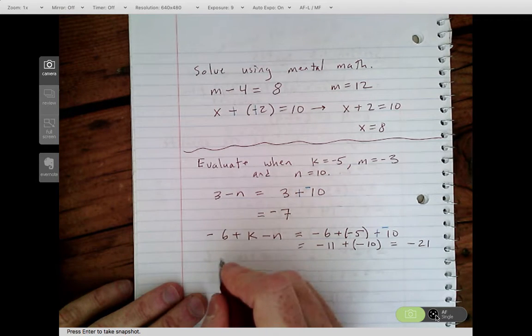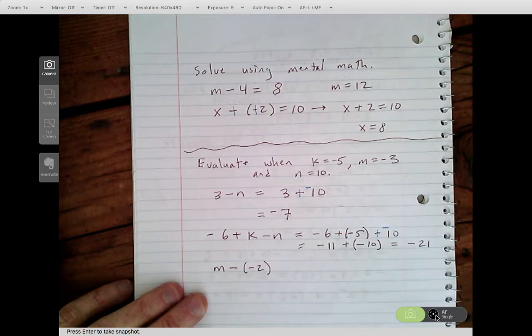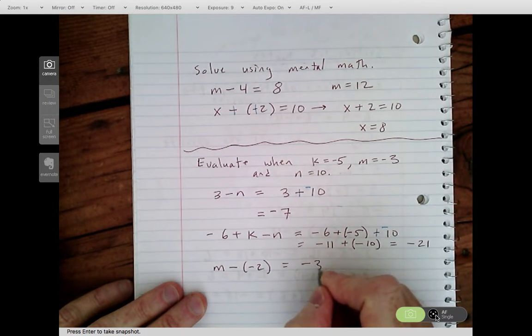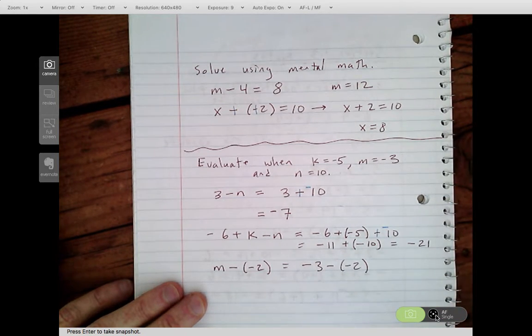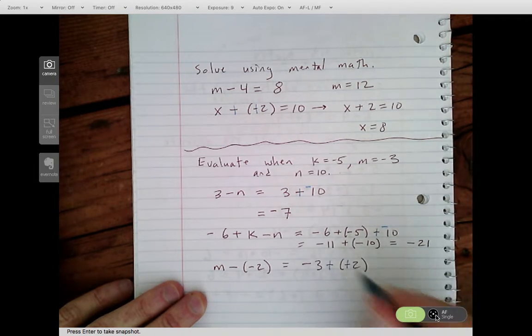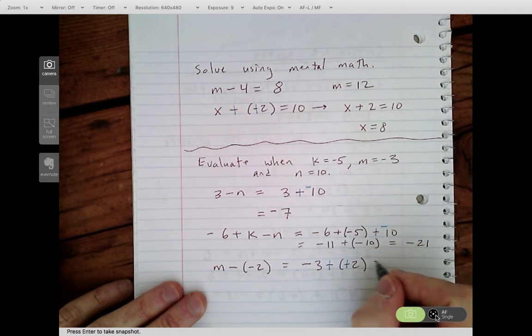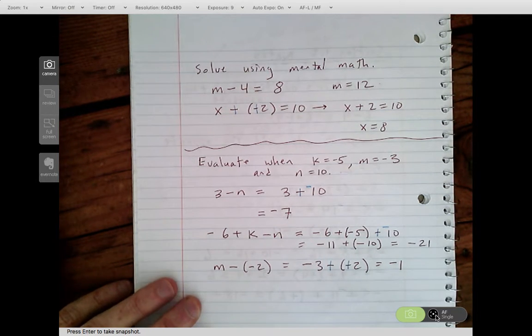Okay, a couple more here. We got m minus negative 2. Okay, so let me plug in for m. So that's negative 3 take away negative 2. And I'm going to do the adding the opposite again. So add the opposite. So this now becomes negative 3 plus positive 2. Well, that's just negative 1. You could have also added the opposite here at the beginning of the problem and you get the same thing.